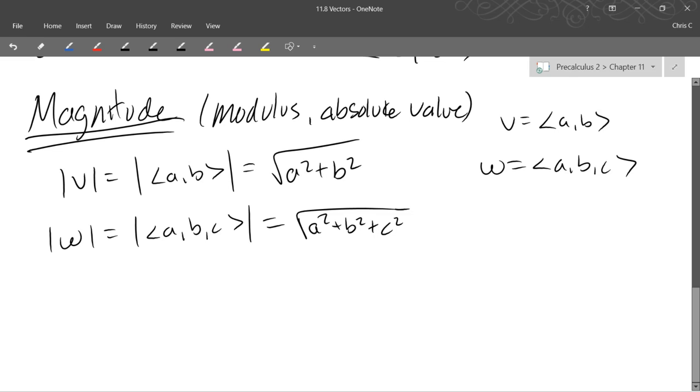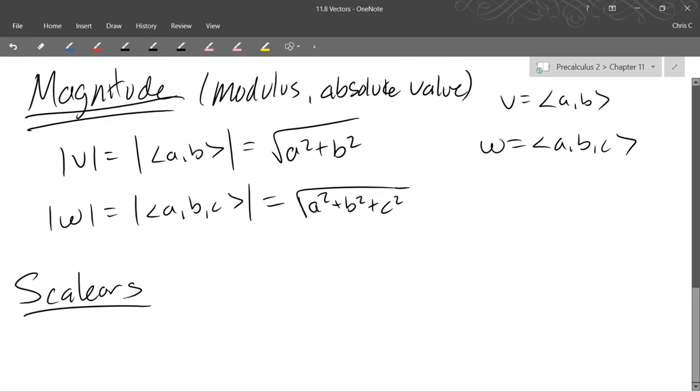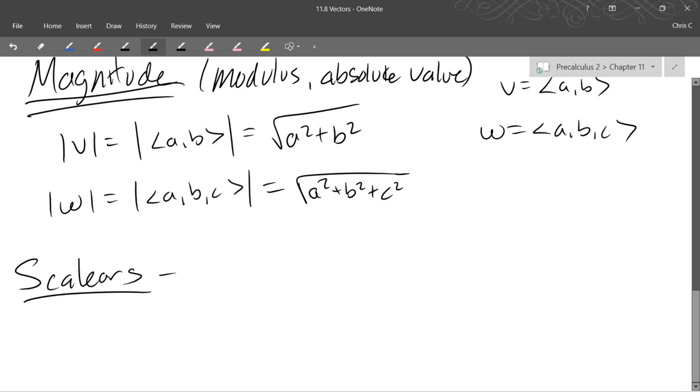All right, so that is magnitude right there. Properties. Oh, we need scalar multiplication first before I can show you these properties. So before I talk about scalar multiplication, we'll talk about scalars. For us, it'll be any real number.